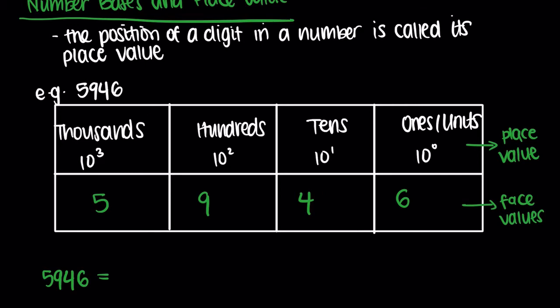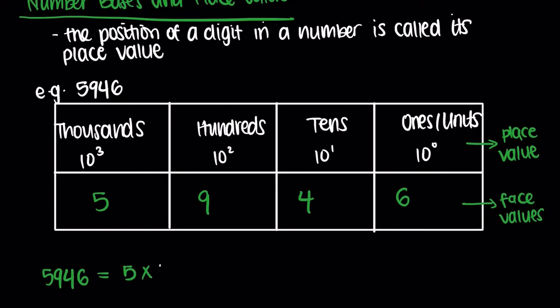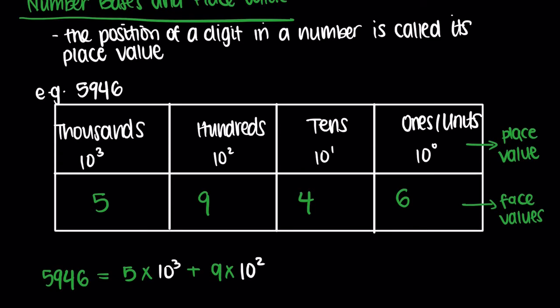To represent the number 5,946 in a sort of base number system, we find the sum of each face multiplied by its place value. And we write this as 5 times 10 to the third power plus 9 times 10 to the second power plus 4 times 10 to the first power plus 6 times 10 to the zero power. And you'll see why we do this later.